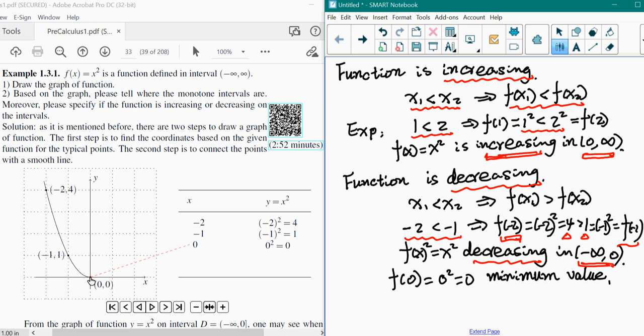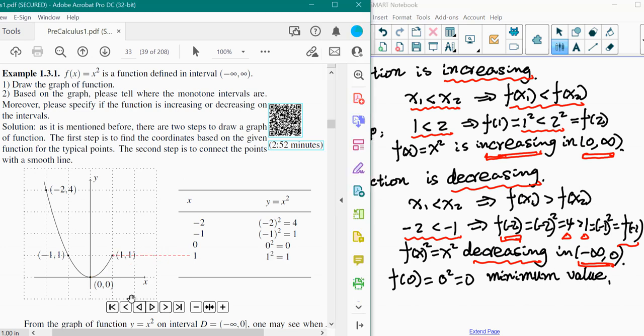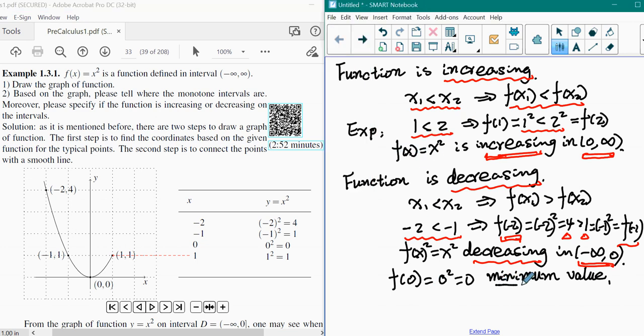Apparently, here it reaches the lowest point at x equals 0, where y is 0. Because you can see when x is 0, 0 squared is 0, and either positive or negative, the values are higher than 0. So in this case, we say the function f of x attains its minimum value at x equals 0.